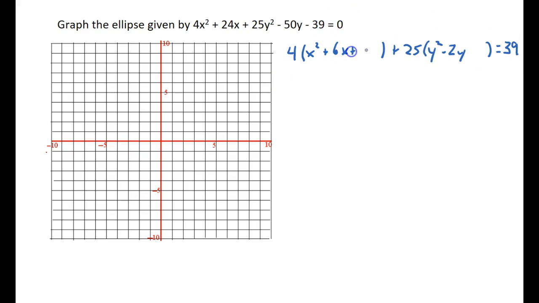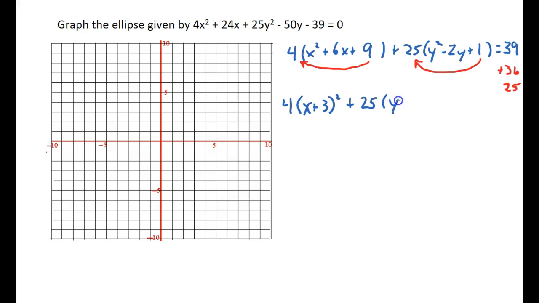So I'm going to add half of 6 squared in here, and because I'm completing the square, I'm going to add half of 2 squared in there. Now I'm really adding 9 times 4 to both sides, so I have to add a 36, and I'm adding a 1 times 25, so I have to add a 25 over here. Okay, so this works out to 4 times (x plus 3) squared plus 25 times (y minus 1) squared, and 39 plus 36 plus 25 is 100.